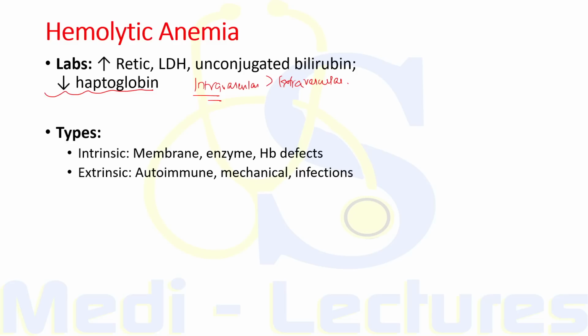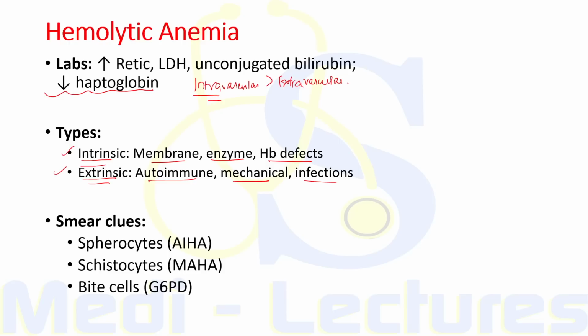The types of hemolytic anemia include defects in intrinsic RBC, either in the membrane, some enzyme defect, or hemoglobin defect. There can be extrinsic defect which can lead to autoimmune destruction of RBC. There can be mechanical destruction or destruction of RBC due to infections like malaria. There can be some clues in the smear which can tell the cause of hemolysis. So if spherocytes are seen, the cause can be autoimmune hemolytic anemia. Schistocytes can be seen in microangiopathic hemolytic anemia, and bite cells and Heinz bodies can be seen in G6PD deficiency.